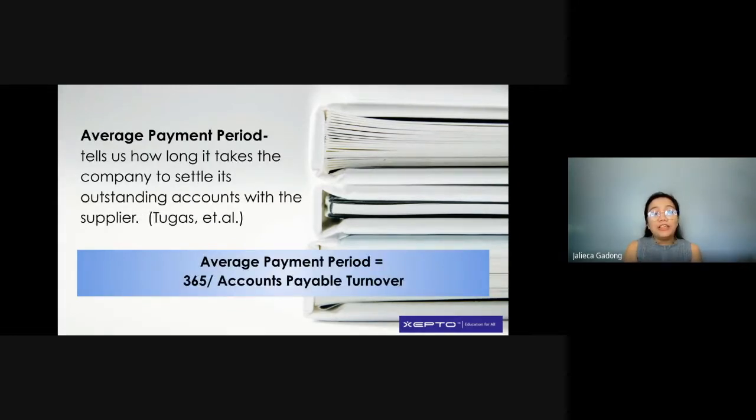Average payment period, on the other hand, would give us the idea about how long the company has, or how many days the company has in order to pay its outstanding accounts to its suppliers. So we're going to solve for it using the formula. Average payment period is equivalent to 365 divided by accounts payable turnover.